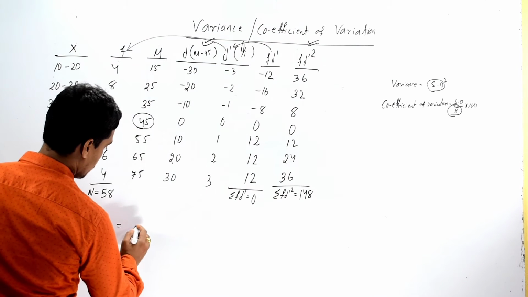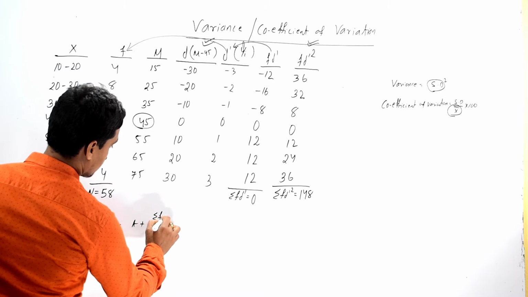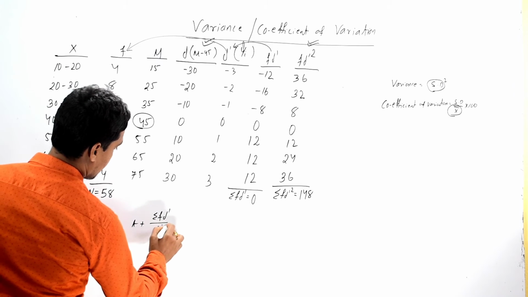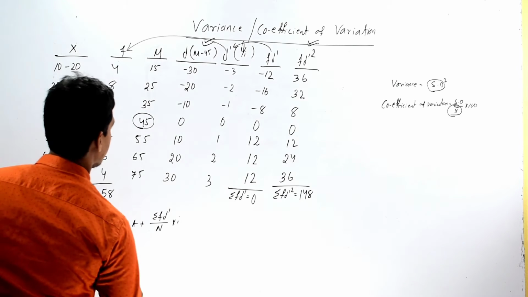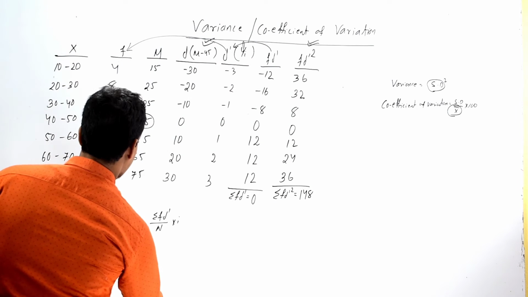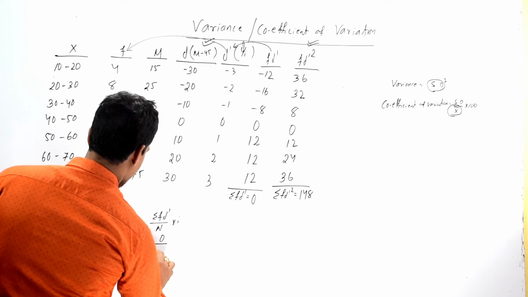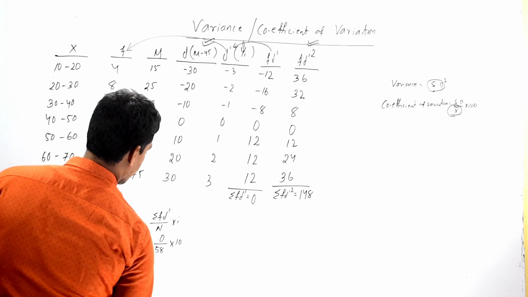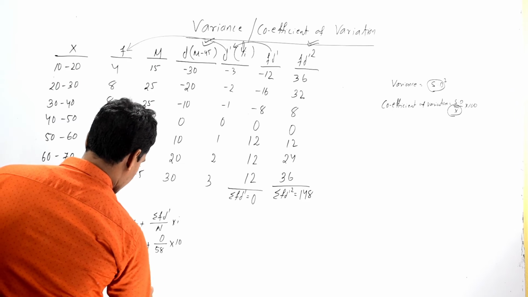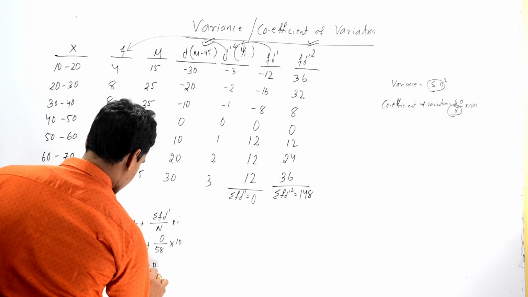So now we can find out the arithmetic mean of the given series by using the rule, that is x bar equals a plus summation f d dash by n into I. By putting the values, that is 45 plus summation f d dash 0 divided by 58 into I, that is 10. So our arithmetic mean is 45 plus 0 equals 45.